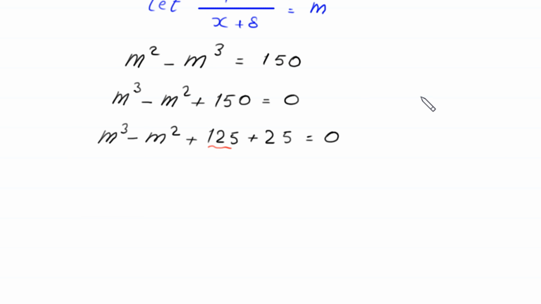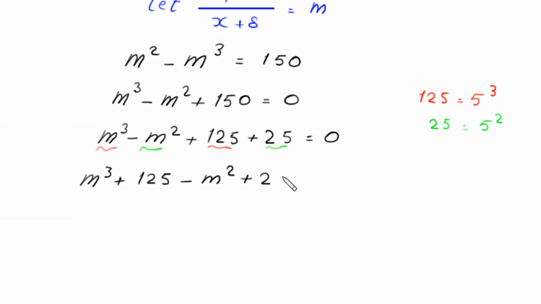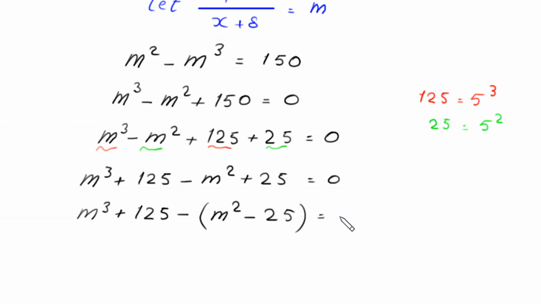Now this 125 is the same as 5 cubed, and this 25 is the same as 5 squared. So we write m cubed plus 125 minus (m squared plus 25) is equal to 0. Next, m cubed plus 125, we write a negative sign before the parenthesis, then this negative m squared will become positive m squared, and this plus 25 will become negative 25, is equal to 0.